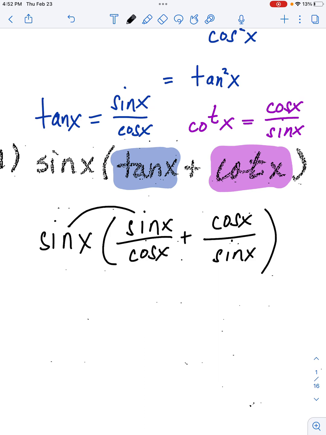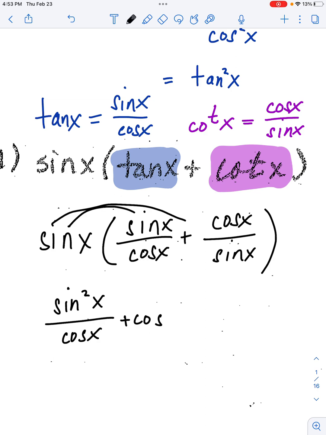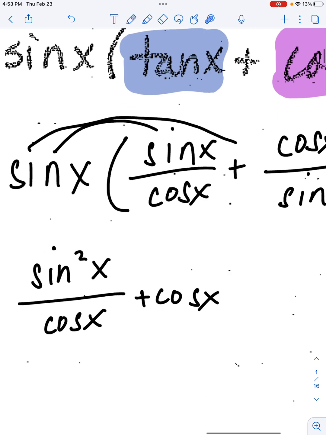So now let's distribute. So that becomes sine squared x over cosine x plus cosine x, right? That sine times cosine over sine, that's going to cancel. That sine is going to cancel with what's in the bottom here. You'll get just a cosine x there, all right? So let me take a look at the key. All right, so good stuff.